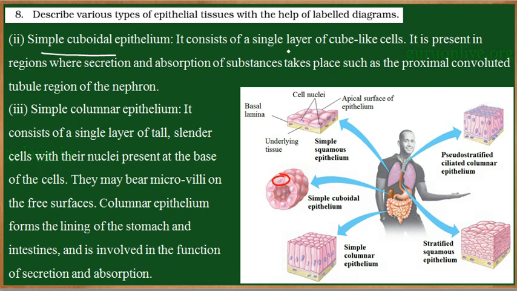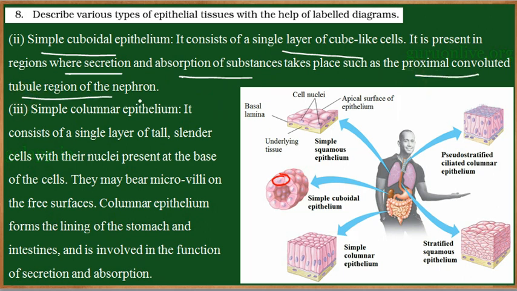Now these cells are again arranged in a single layer. In one layer it is arranged. It is present in the regions where secretion and absorption of substances take place. For example, where something is secreted or something has to be absorbed, like an enzyme is secreted or any useful substance has to be absorbed, there we can find a cuboidal epithelium. And these are found maximum in the proximal convoluted tubule of nephrons.